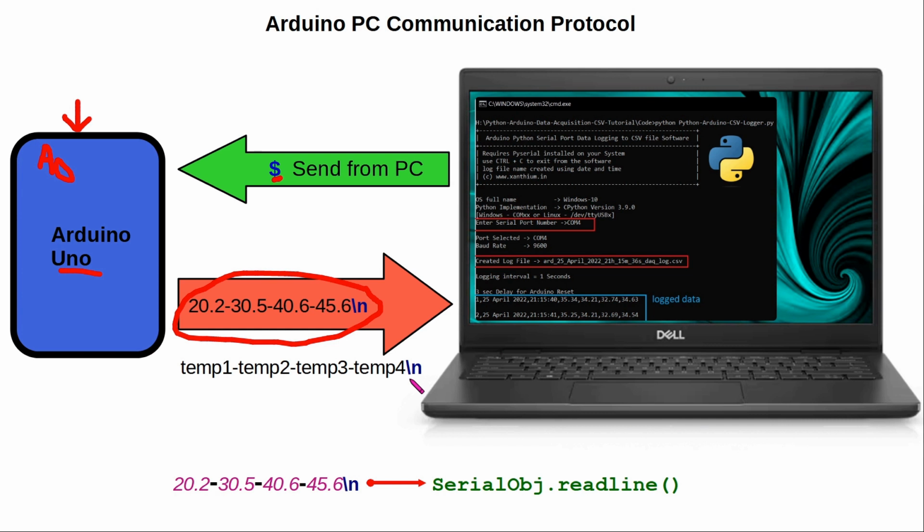Now the reason why we are sending the new line character or the \n is that we are using the readline function in the Python script. So to terminate the readline method, it has to receive a new line character. If you don't send it from there, it will keep on reading.